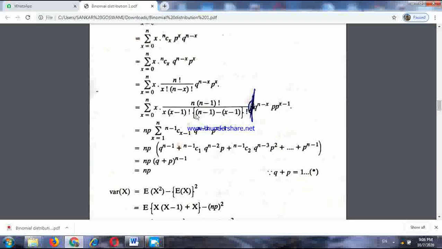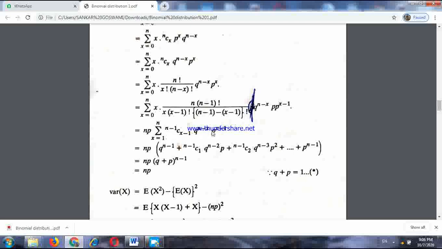Now what is this? You see, (n minus 1) factorial divided by (x minus 1) factorial into (n minus 1 minus (x minus 1)) factorial. What is this? You see one thing, this x gets cancelled with this x. So this is nothing but n minus 1 c x minus 1. And these two terms remain as they are.